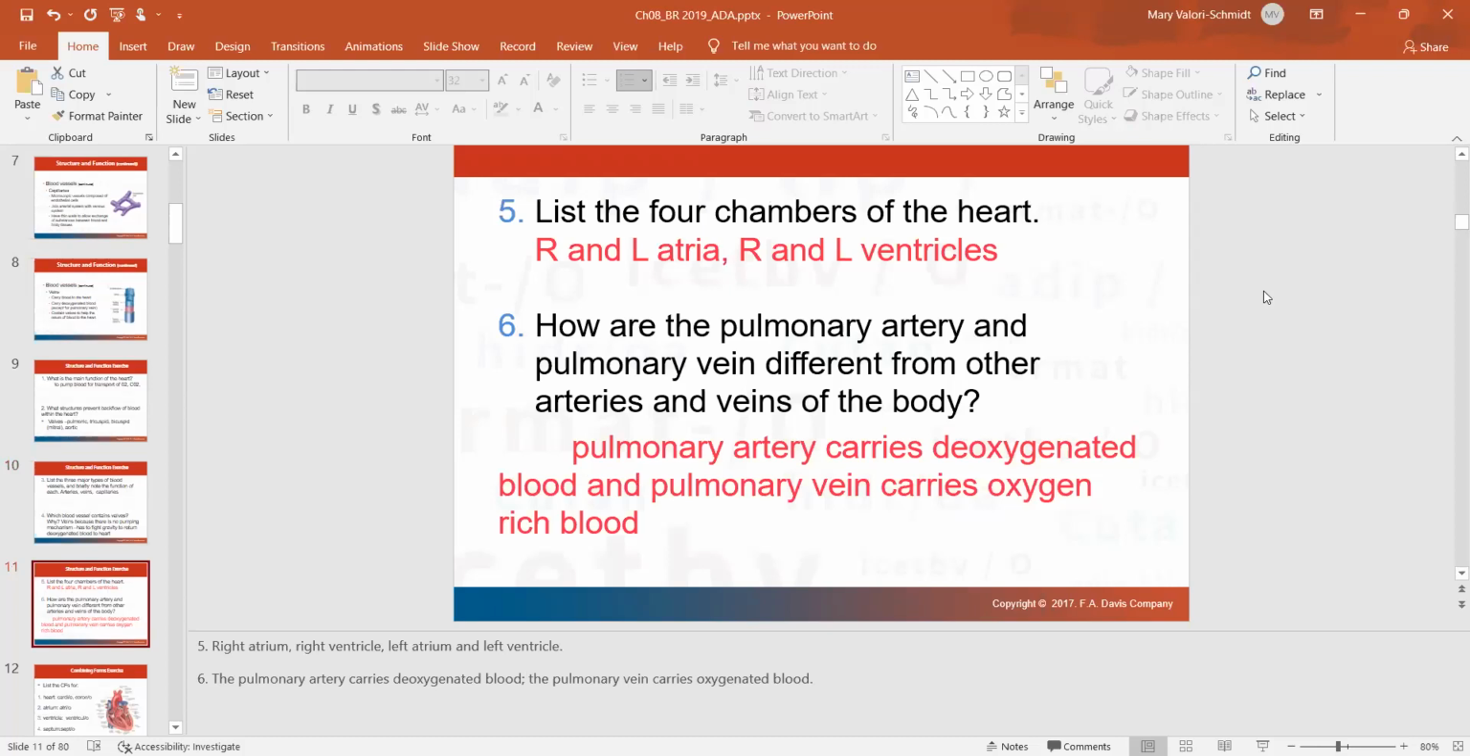You have 4 chambers in the heart. You have 2 atria, the right and left, they're the top chambers. And then you have 2 ventricles, the right and left, those are the bottom chambers. And the weird thing is that throughout your body, arteries carry oxygenated blood away from the heart, but the pulmonary artery does the opposite. Only the pulmonary artery and vein are different from all the others in your body. The pulmonary artery carries deoxygenated blood, and the pulmonary vein carries oxygen-rich blood.